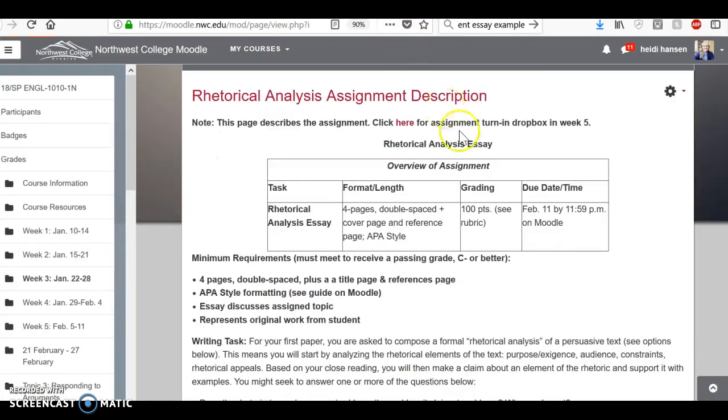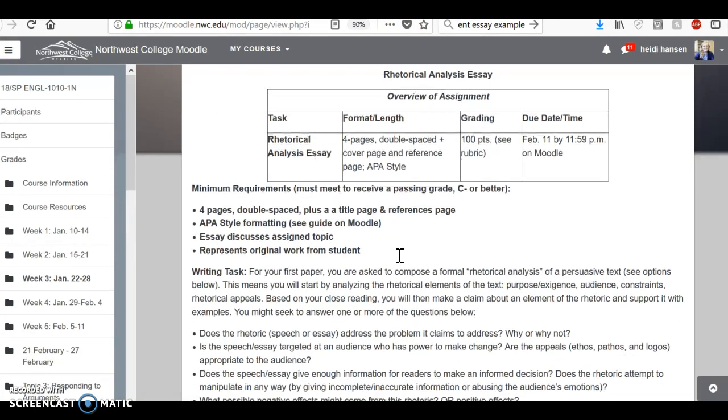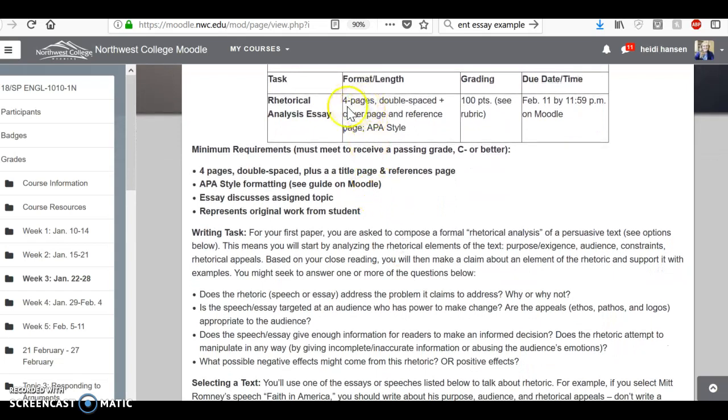On that note, we'll look at the assignment description. First are a few important details here. The assignment should be 4 pages long, double-spaced, plus a cover page and a reference page. Sometimes people think that means 2 pages of writing, but what that actually means is 4 pages of writing plus a cover page and a reference page. So the document you turn in should be 6 pages total, not 4 pages.